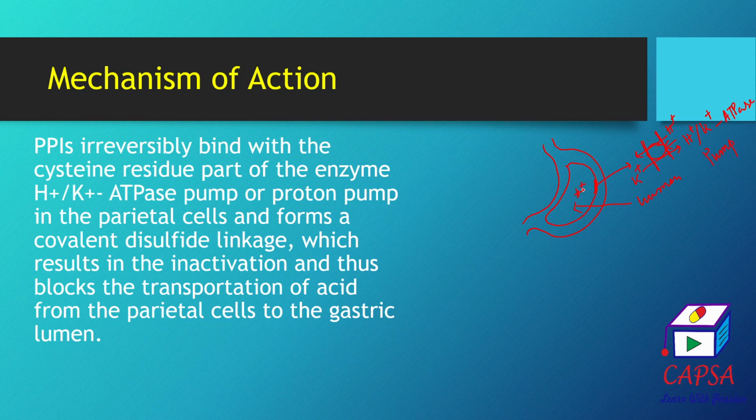So if this pump is blocked by proton pump inhibitors, then the availability of the hydrogen ion in the lumen will decrease. So the acid production will be decreased. That is the mechanism of action.